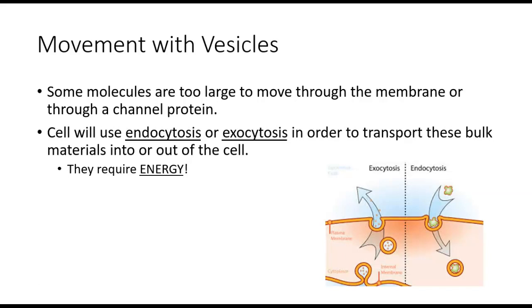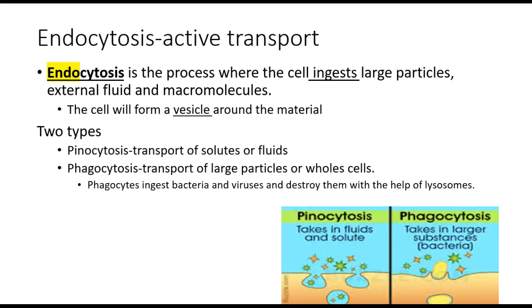Another type of movement that we are going to cover is movement of large molecules. Molecules are too large to move through the membrane or through any type of channel protein. So cells actually have a way to get materials in and out, and that is through either endocytosis, getting stuff into the cell, and exocytosis, getting stuff out of the cell. And of course, they do require energy, so they are active transport. It is also what we would call bulk transport.